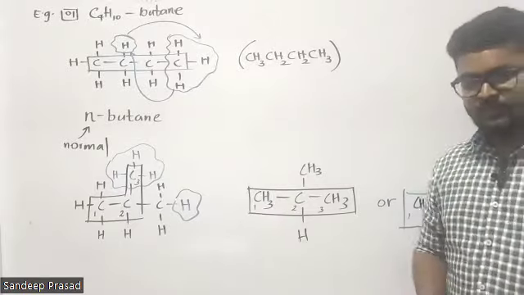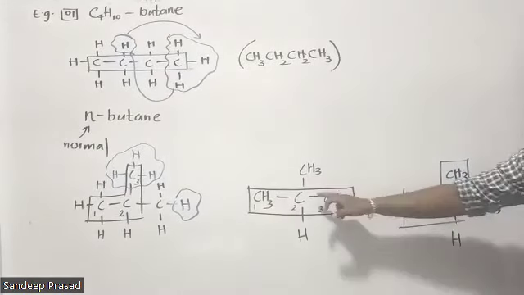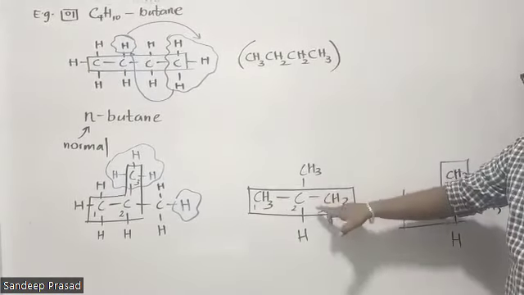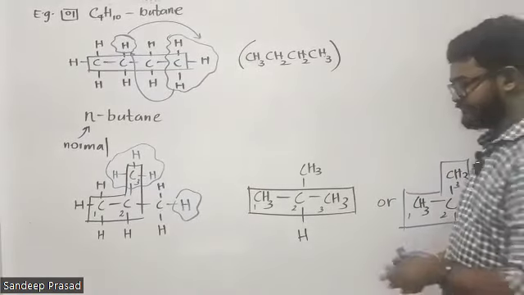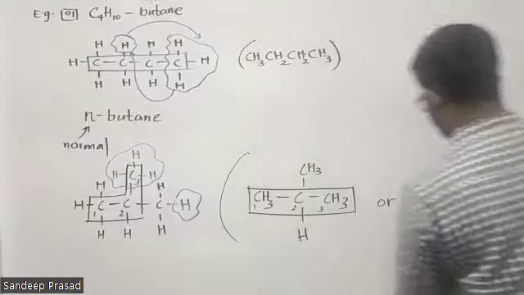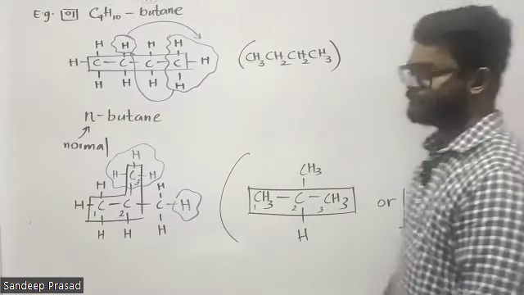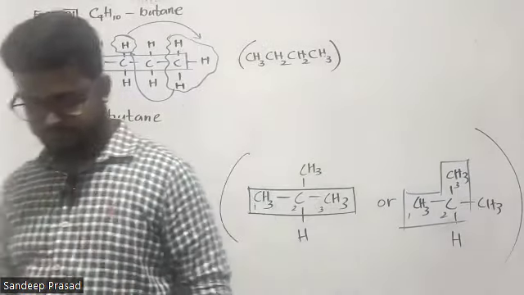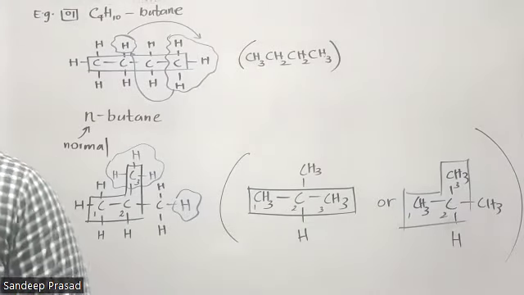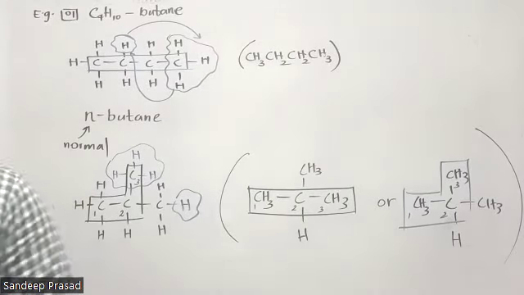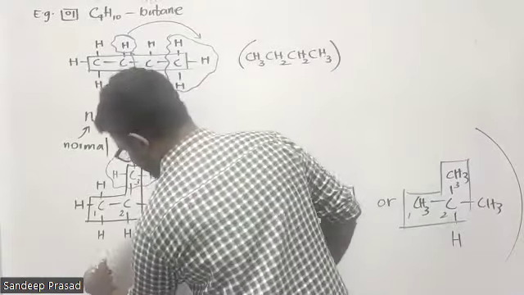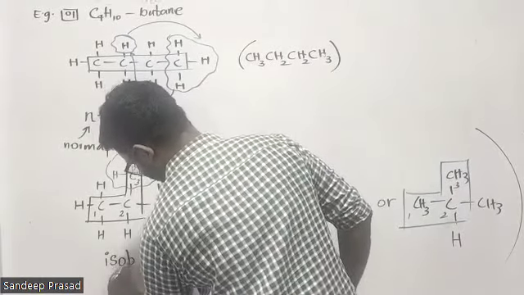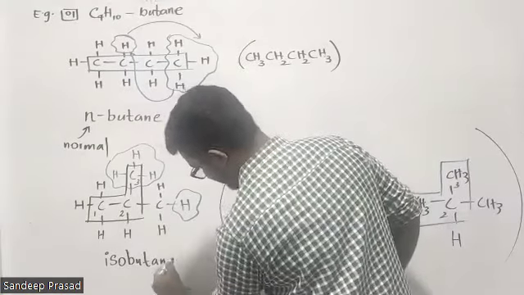Right? Can you understand? This is completely different from this one. These two are completely different from each other. Therefore, we can draw two isomers for butane. Try to understand: two isomers for butane. So the name for this one is n-butane. This compound is known as isobutane.